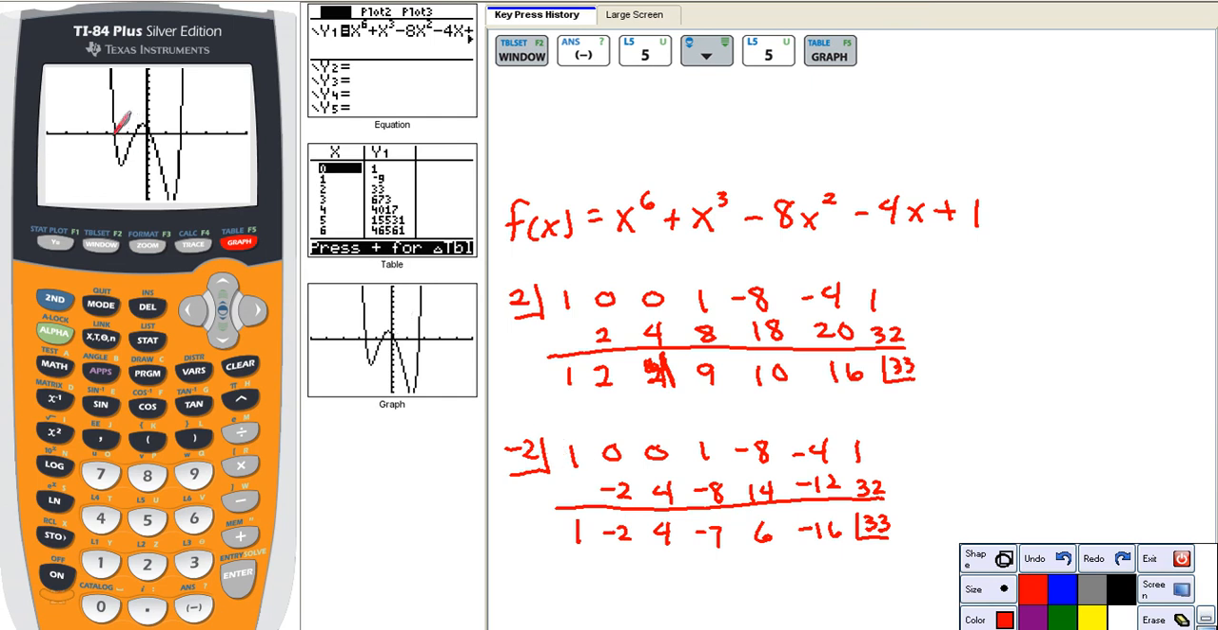This means that there are no zeros to the left of -2, and that this graph shows all of the x-intercepts of this function, all of the real zeros of this function.